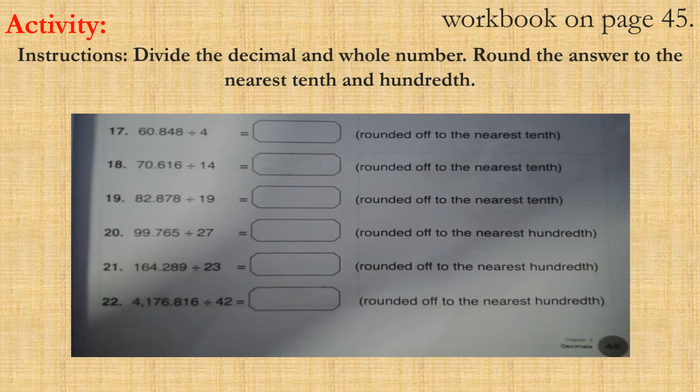So the instruction says here, divide the decimal by the whole numbers, round the answer to the nearest tenth and hundredths. So starting from number 17, 18, and 19, you're going to round your answer to the nearest tenths. While for number 20, 21, and 22, you're going to round your answer to the nearest hundredths. Okay, so let's have the example.